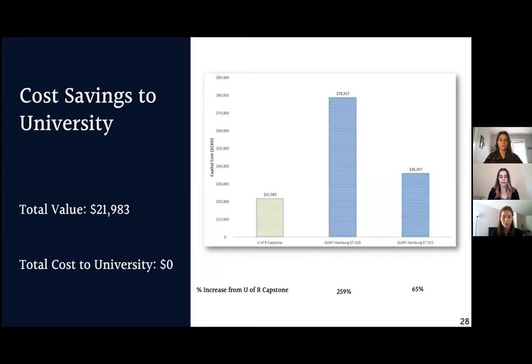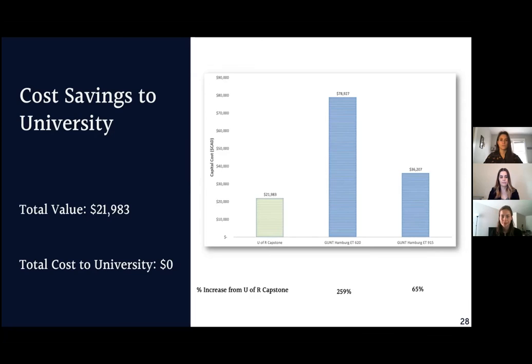We can then compare our final model against two different models from GUNT Hamburg. These are two models that are available to the university for purchase. So the first being the ET620, which is the air conditioning ventilation system. And then we also have the ET915, which is the refrigeration and air conditioning system. So from the bar chart here, we can see that there are significant cost savings with our design. And then just to summarize, the total value of our apparatus came out to $21,983.